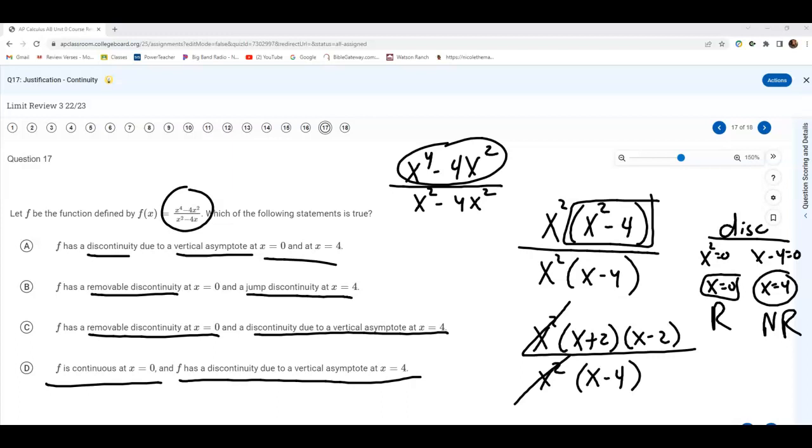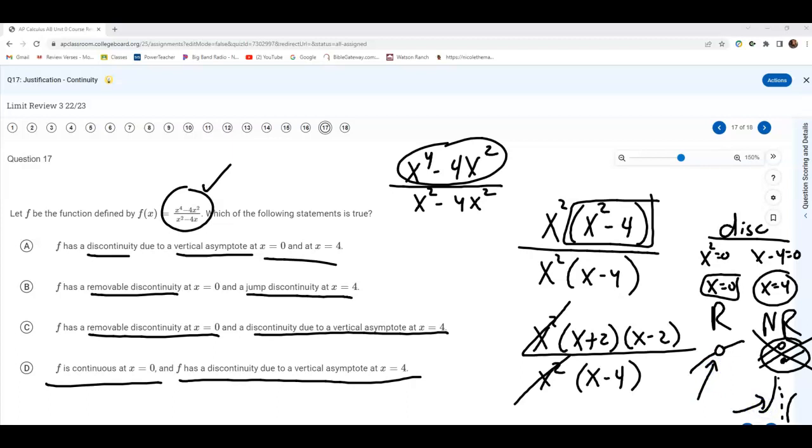Now we mentioned earlier that a removable discontinuity is like a hole. Non-removables can be either a jump or a vertical asymptote. Now jumps only happen with two types of functions. They only happen with absolute value functions or piecewise functions. And this is neither one of those, so I'm not going to consider that. So what this means then is this function has a hole at 0 and an asymptote at 4.